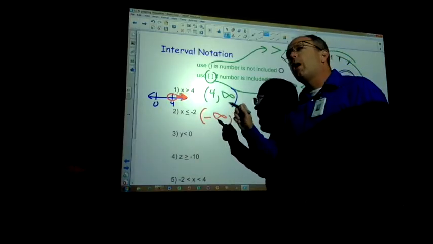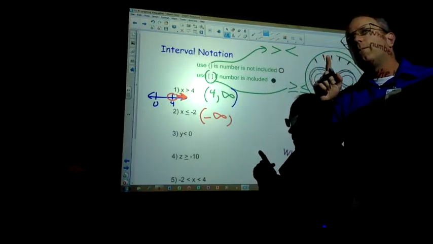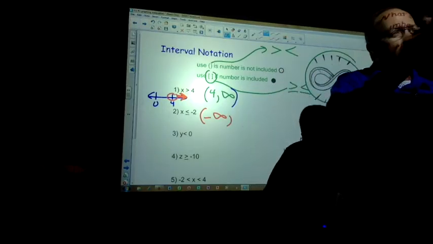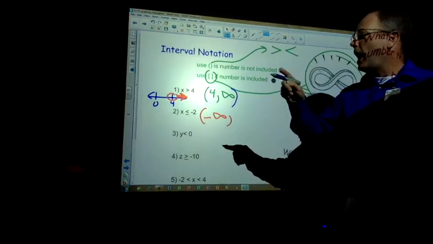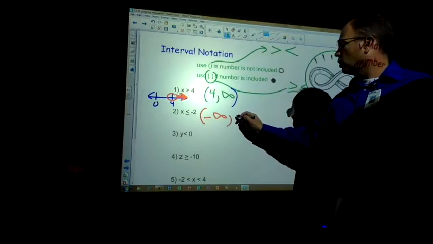Okay, wait, but wouldn't it be a square bracket? Where is it starting from? -2. Negative 2. Am I including negative 2? Yes. How do I know? It's a square bracket.